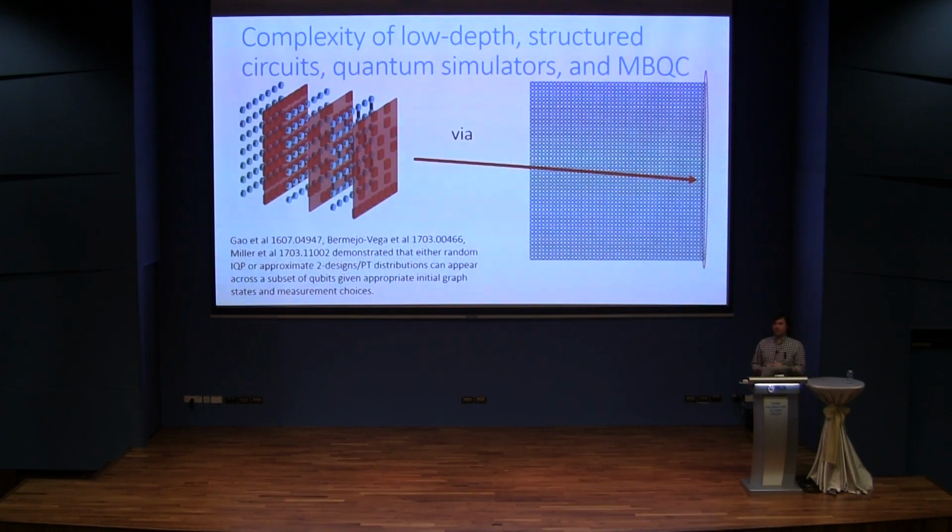So this is a general idea which actually is at the heart of several proposals for demonstrating quantum computational supremacy, and was first shown by Gao et al. in this paper in 2016. And essentially what they do is flatten out one of these circuits. And this works because of this post-selection trick.